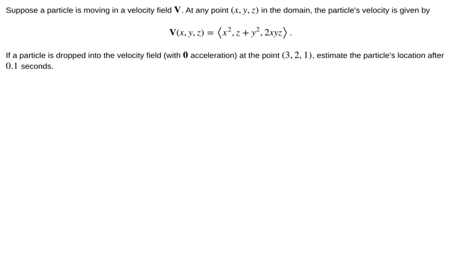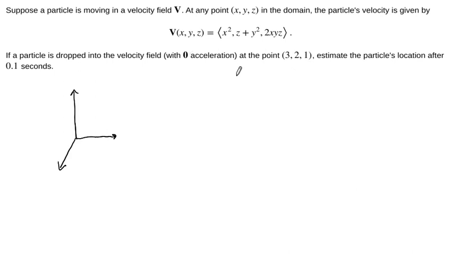In this example, we want to use a velocity field, an example of a vector field, to try to estimate the position of a particle that's been dropped in the velocity field after a certain amount of time. So, the first thing we should do is just think about what this means, that we have a velocity field. And this is a three-dimensional vector field, so we have every point in three-dimensional space.